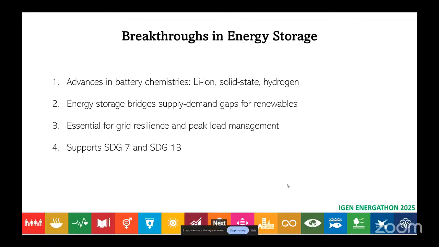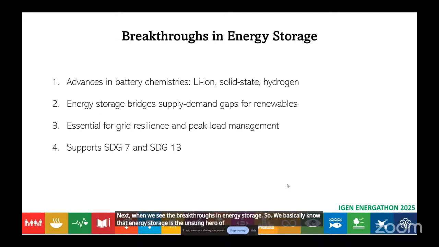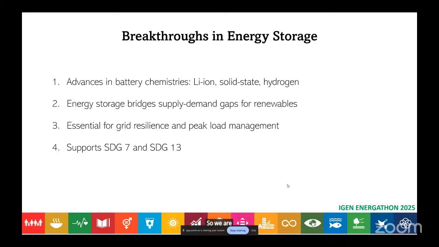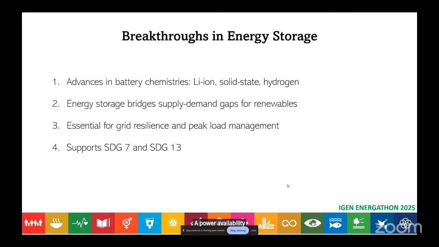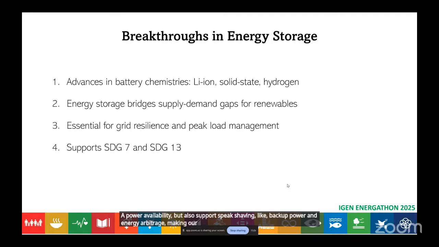Next, when we see the breakthroughs in energy storage, we basically know that energy storage is the unsung hero of clean energy integration. Without it, renewable sources like solar and wind remain limited by time and weather. So we are now seeing breakthroughs in battery technology: solid state for longevity, lithium ion for mobility, and hydrogen for grid scale capacity. Storage not only ensures 24 by 7 power availability, but also supports peak shaving, backup power, and energy arbitrage, making our energy systems more stable, efficient, and responsive.